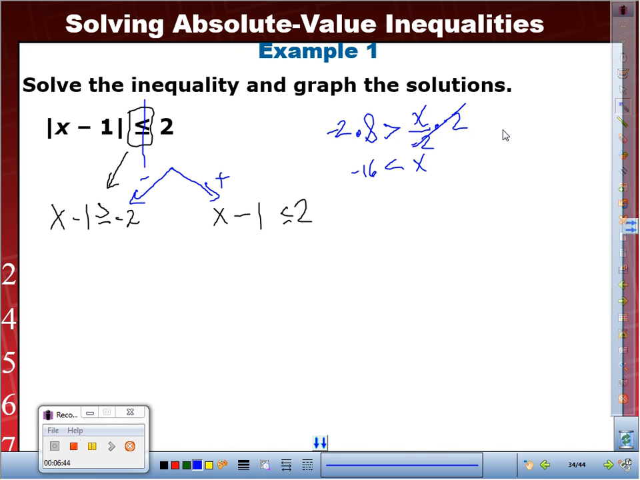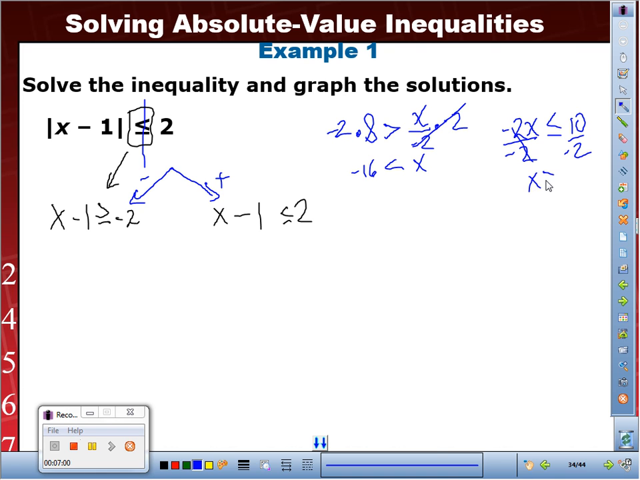But what if I had this? Negative 2x less than or equal to 10. I need to divide by negative 2. And guess what? It switches again, right? And this is negative 5. So, it switches when we multiply or divide by a negative.